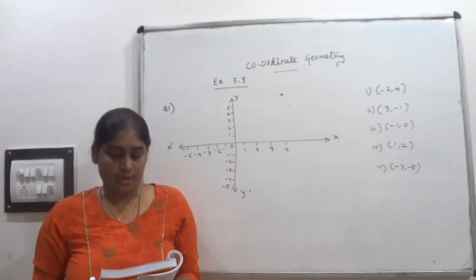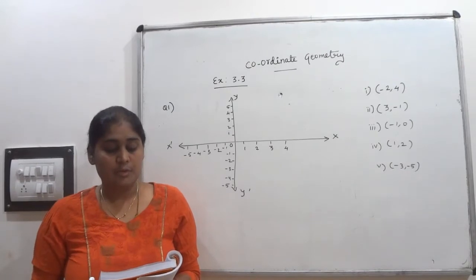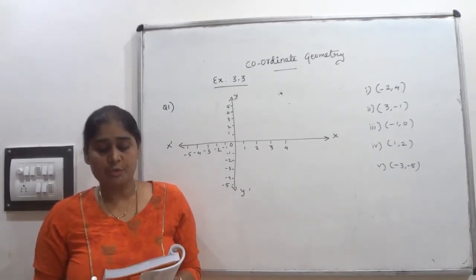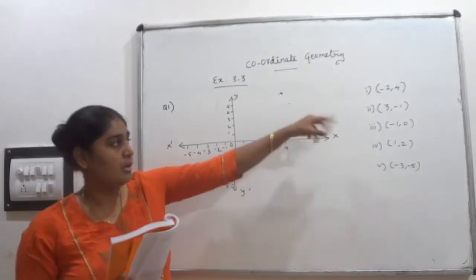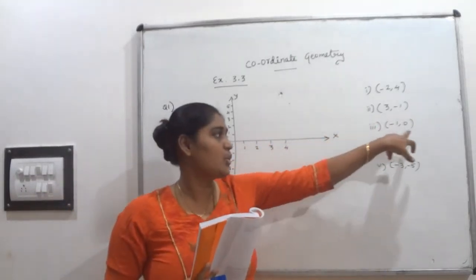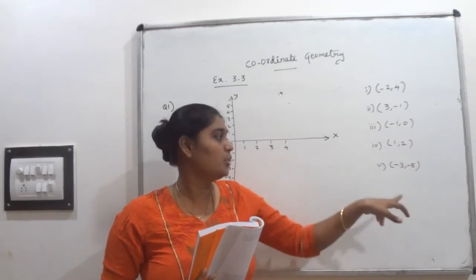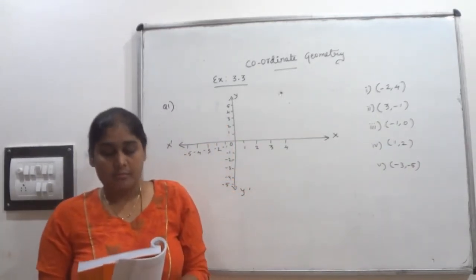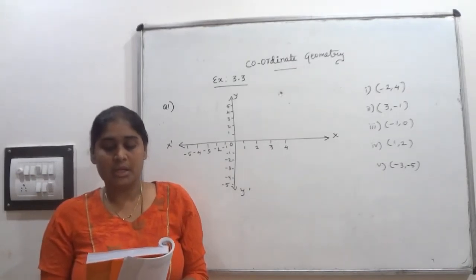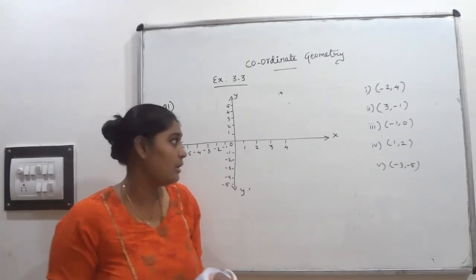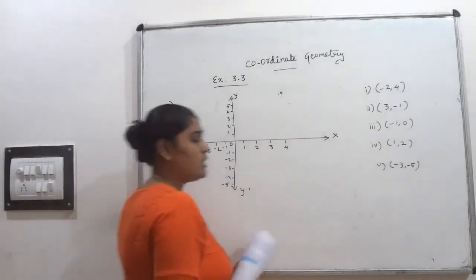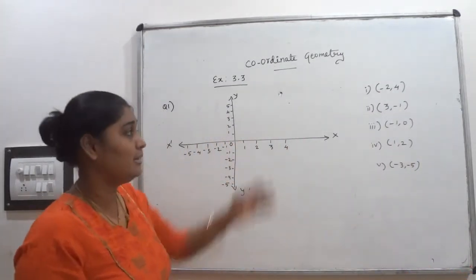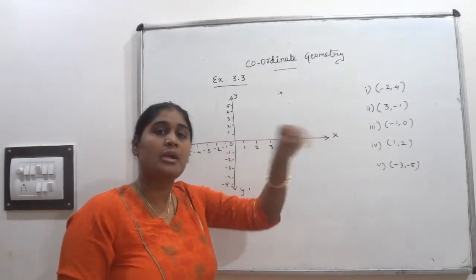Exercise 3.3, Question number 1. In which quadrant or on which axis do each of the points (-2, 4), (3, -1), (-1, 0), (1, 2) and (-3, -5) lie? Verify your answer by locating them on the Cartesian plane. I am going to plot these points in the Cartesian plane, and after that I am going to tell which quadrant or axis these points lie on.